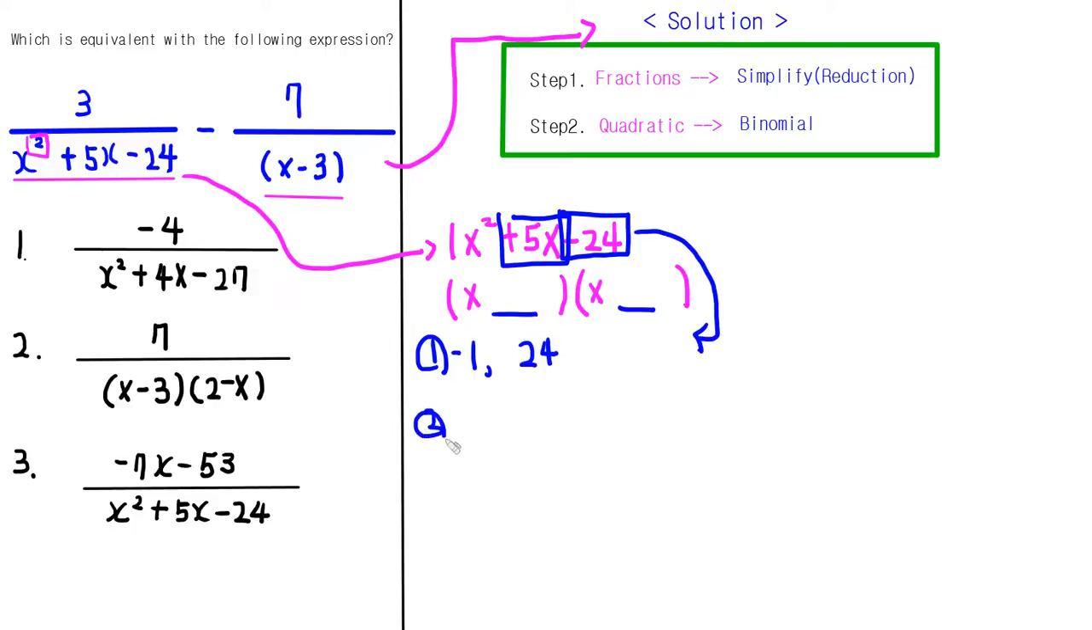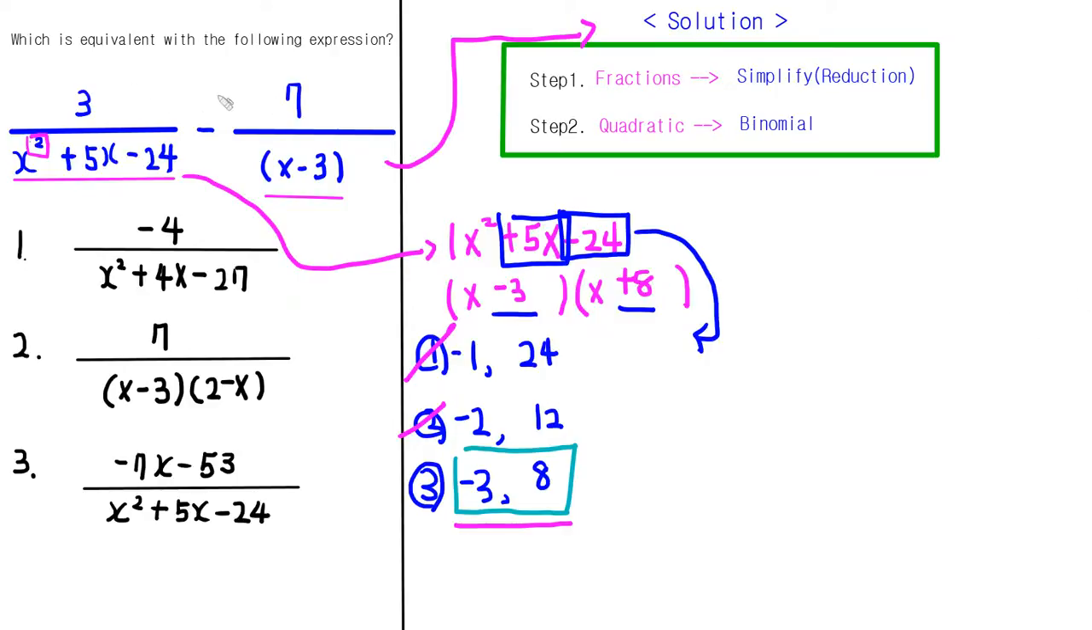Let's look at the second one, which is negative 2 comma 12. Negative 2 times 12 satisfies negative 24, but if you add them together, it is still far away from 5x. Let's go to the next one, which means negative 3 comma 8. When you add them together, it satisfies the positive 5x, and if you multiply them together, we get negative 24. So the factors that I need to input in these values are negative 3 and positive 8.